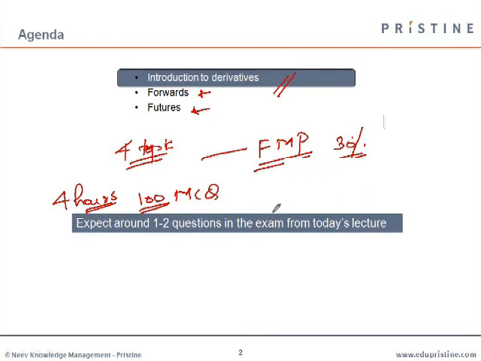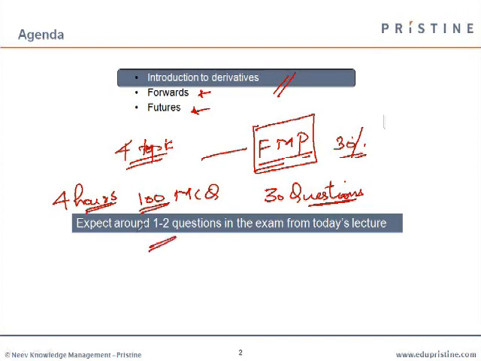100 multiple choice questions on the exam, of which this particular topic, financial markets and products, is given a weightage of 30%, which means around 30 questions on the exam would be from financial markets and products. Now, that's a much wider scope. What we're going to study today, forwards and futures, form only the tip of the iceberg of FMP. So at the max, you can expect around 1 to 2 questions on whatever we are learning today.